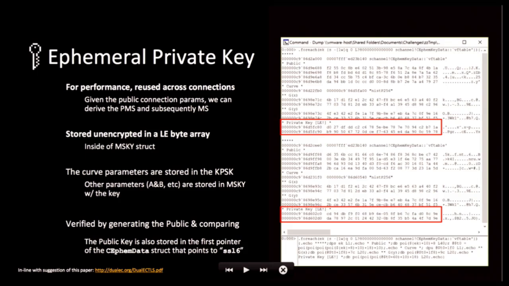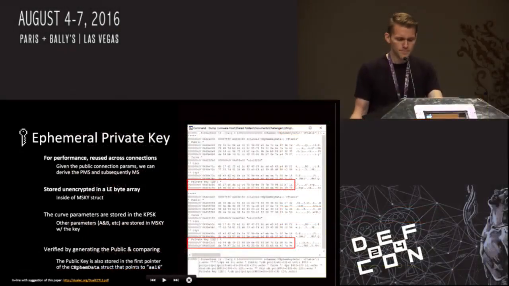So you could basically then, assuming you knew the large prime value, take that private key and generate the public key to verify that it is in fact a private key. It's stored in this MSKY structure, which you can see later on in the talk, and once we have this, what can we do with it, right?